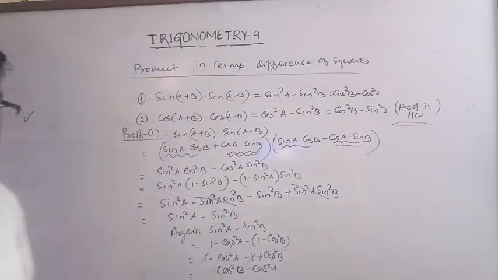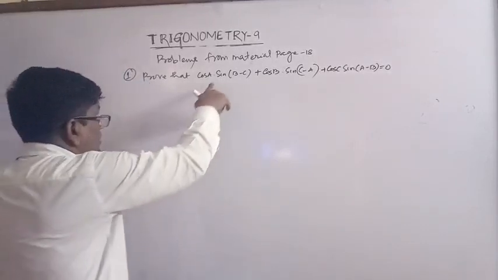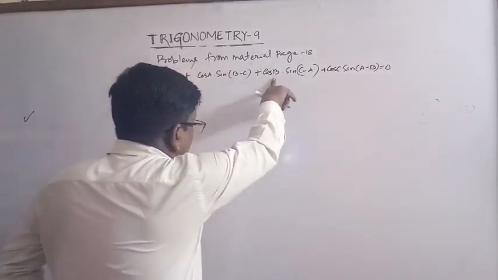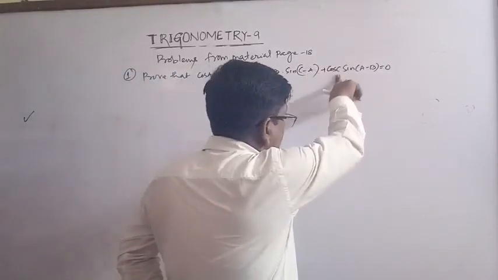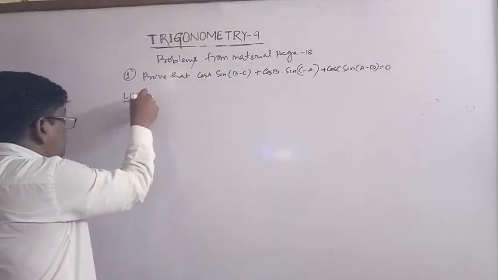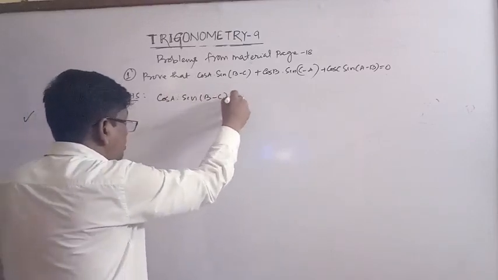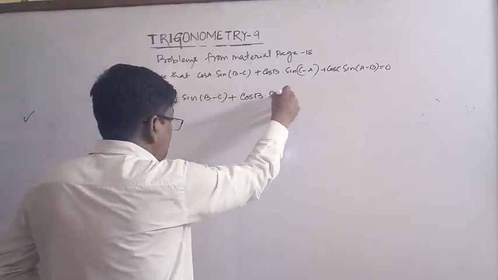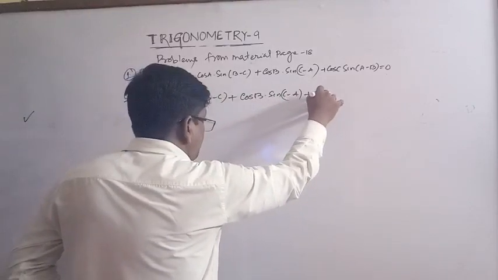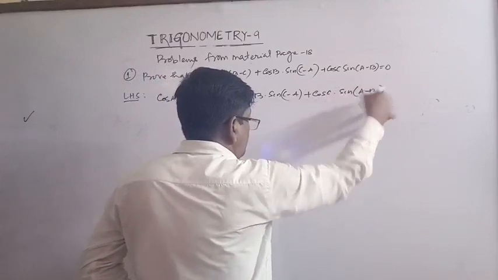Okay. Now some problems based on the compound angle formula. The problems from the material, page number 18, question number 1. Prove that cos A sin(B−C) plus cos B sin(C−A) plus cos C sin(A−B) equal to 0. So left hand side is cos A sin(B−C) plus cos B sin(C−A) plus cos C sin(A−B). This should be 0.